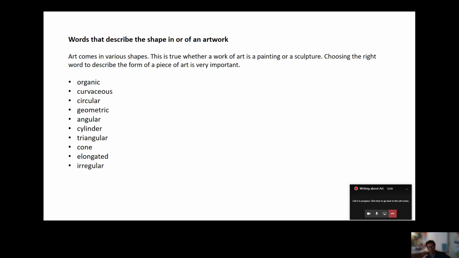Again, relating more to sculpture, but this can work, especially with cubism. Is it an organic shape? Is it curvaceous? Is it geometric? If you think about cubism, you could very much have irregular or cylinder shapes in there. So this language could be used very much in cubism.